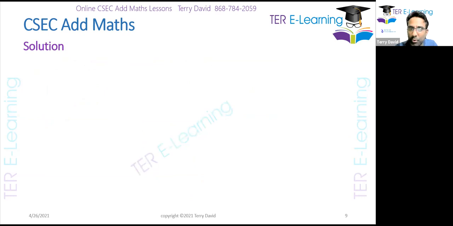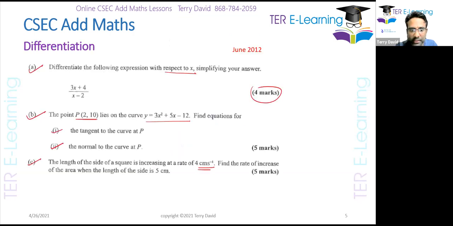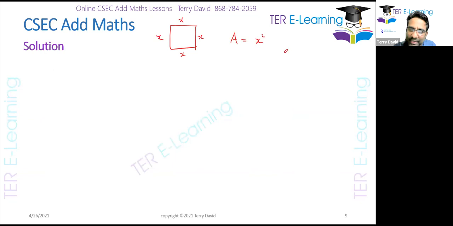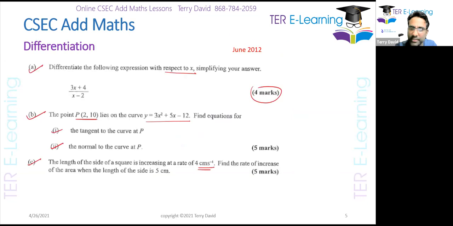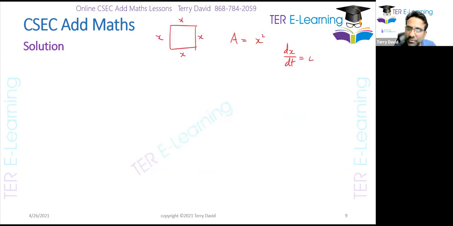So just to recall, if we have a square, in a square all the sides are the same. So the area of the square is equal to x squared, right? So that's the area of the square. Let's see what else they said here. They said the length of the side of the square is increasing at 4 centimeters per second. So if they're talking about the length of the side, they're talking about dx/dt, and that is increasing at a rate of 4 centimeters per second. Because it's length that is increasing, it's dx/dt.